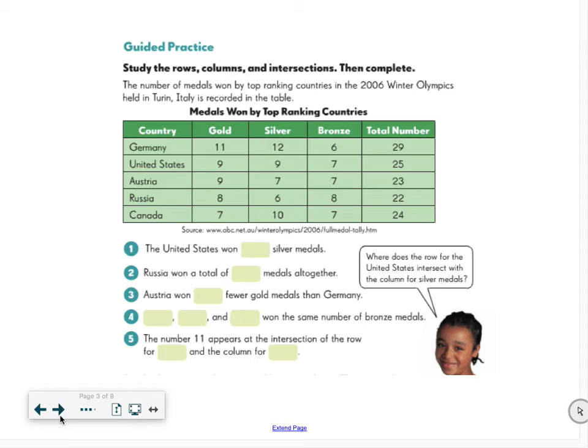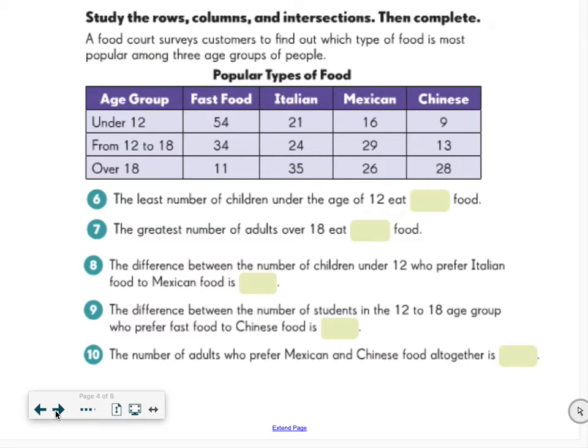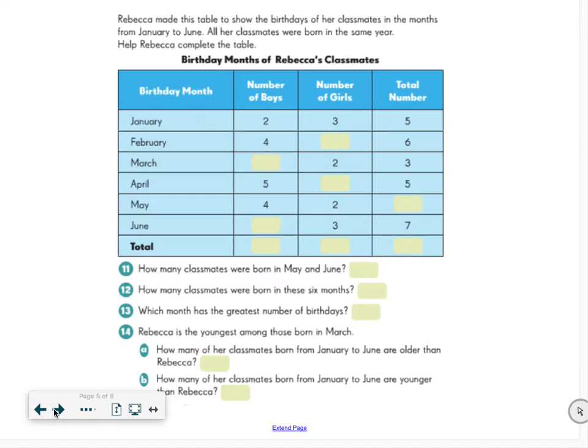Part of what we're doing in this lesson is not only being able to read a table, but also filling in extra information. So you might see some blanks. So you have to look at the little headings. These are the birthday months. We have the number of boys, number of girls, and the total. So obviously, if you add the boys and the girls, you're going to get the total.